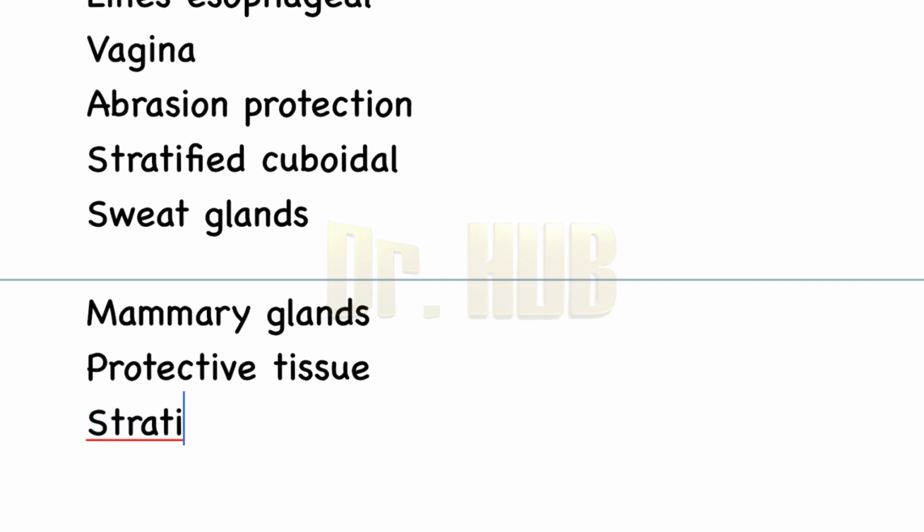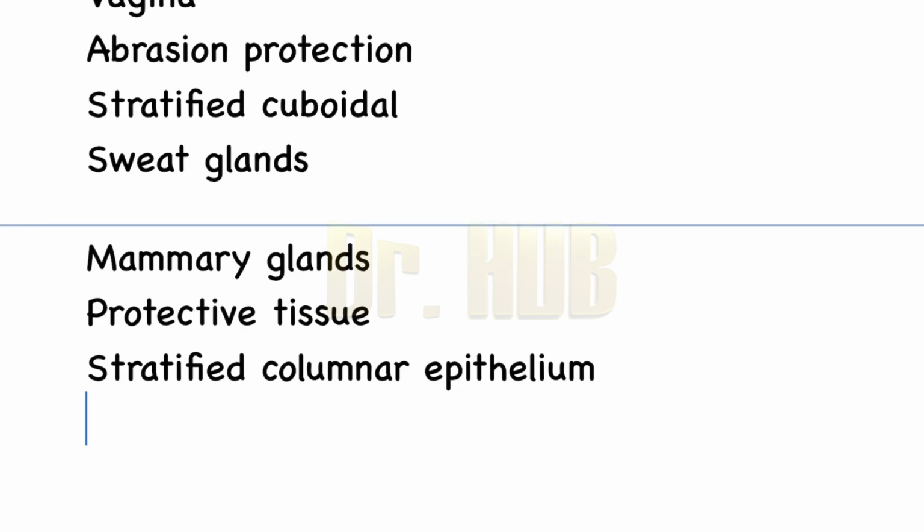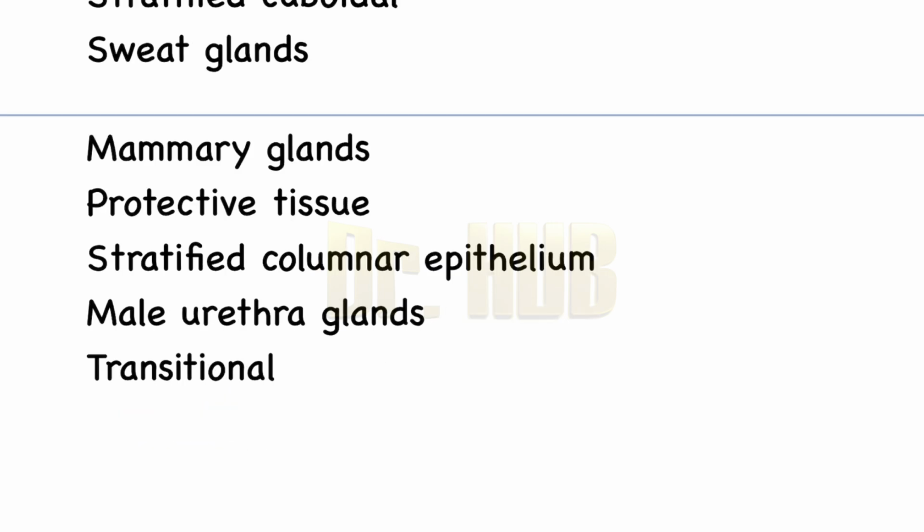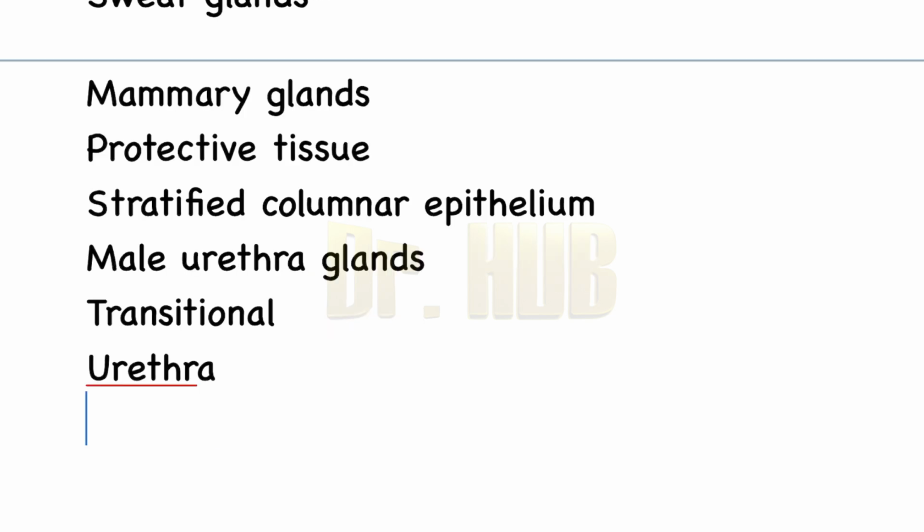Then comes the stratified columnar epithelium, found in the male urethra and the ducts of some glands. So stratified columnar is present in the male urethra as well as in some glands, and it helps in secretion as well as protection. Then comes the transitional. Transitional is seen in the bladder, urethra, and ureter, mainly the bladder. Next, the function is that it allows the urinary organs to expand and stretch. So there is a stretching function.